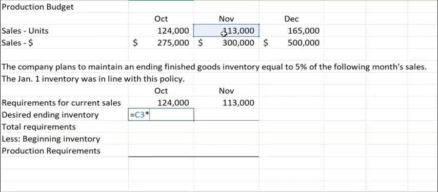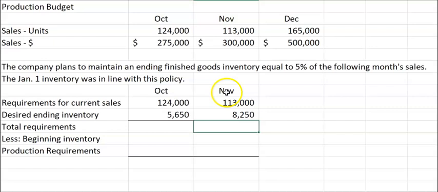So the November sales units times 5%. For November, we want to have 5% of the December sales units in our ending inventory. December sales units times 5%. Okay. So if we add together our requirements for our current sales and our desired ending inventory, we have our total requirements for production. Okay.